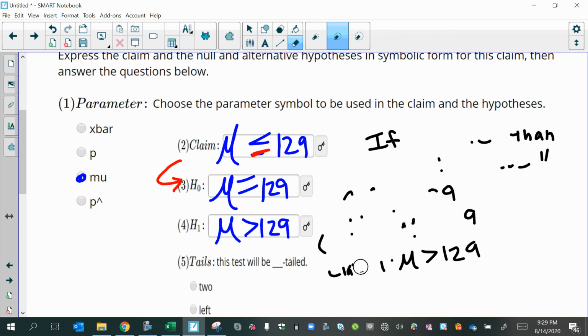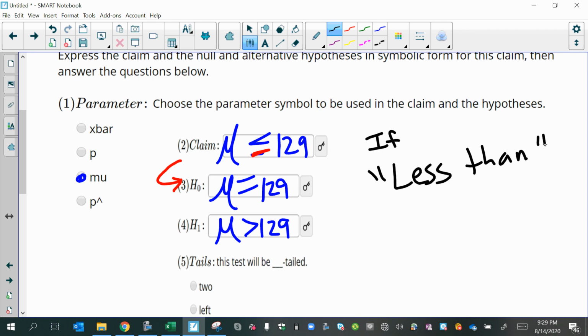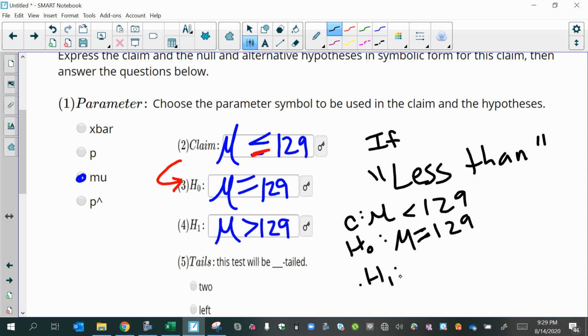If it said less than, if it says less than, so your claim would be strictly less, your null would be equals, and it would not contain the claim because there's no condition of equality in the claim. Your alternative would be the strict inequality. Okay, one more.